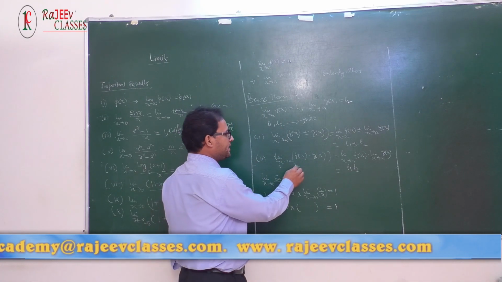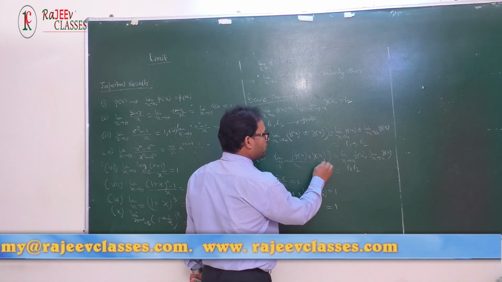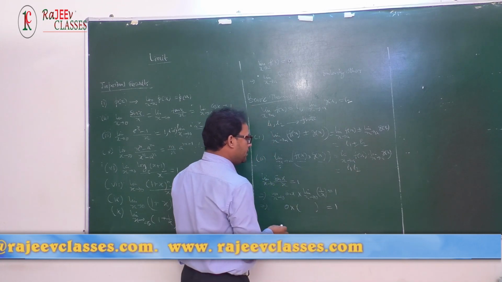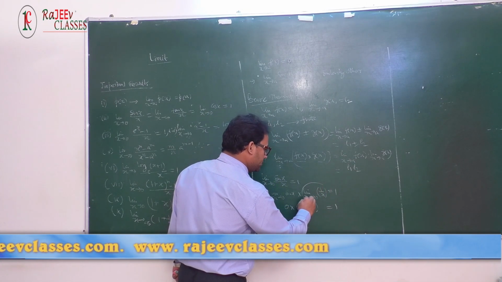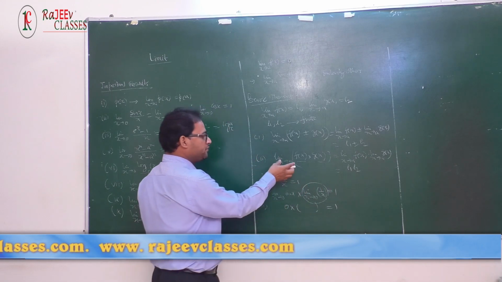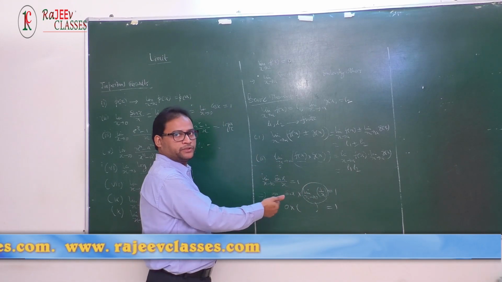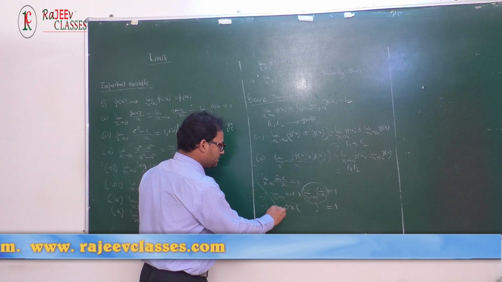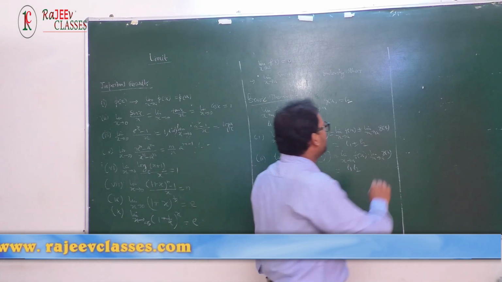Why? Because the theorem says that the limit of the product exists only when both limits are finite. But here this limit is not finite. That's why we cannot break up the limit of sin x by x as the product of two functions. That is the wrong concept. We can't use it.